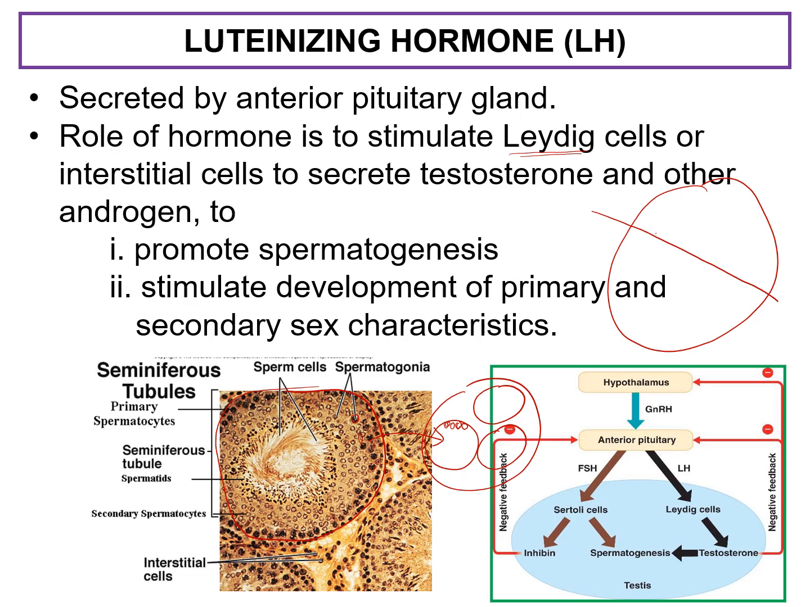So Sertoli cells are in the seminiferous tubule, while Leydig cells are in the interstitial area in between the seminiferous tubules. Maknanya dia dekat luar daripada seminiferous tubule. So Leydig cells are important to secrete testosterone. Interstitial is another name for Leydig cells, sebab dia duduk dekat interstitial area in between the seminiferous tubules. Leydig cells secrete testosterone and other androgens to promote spermatogenesis.